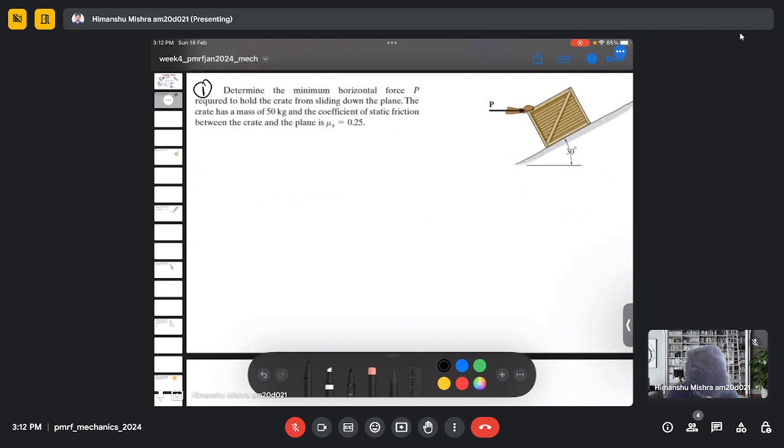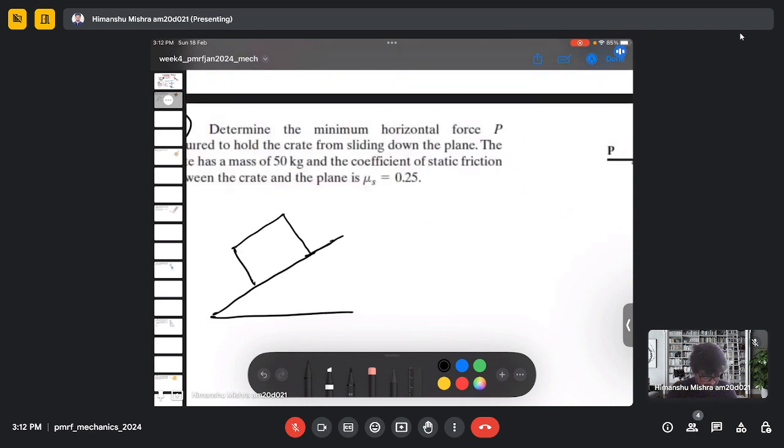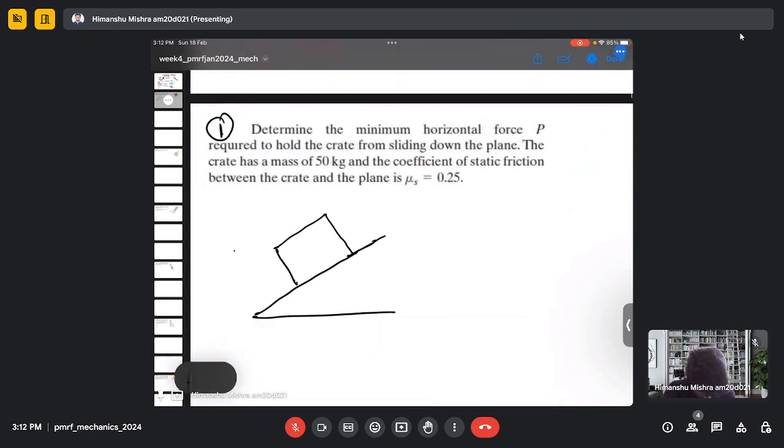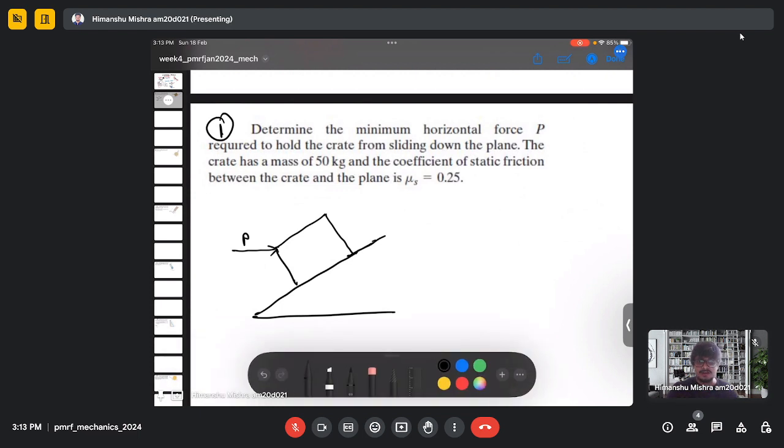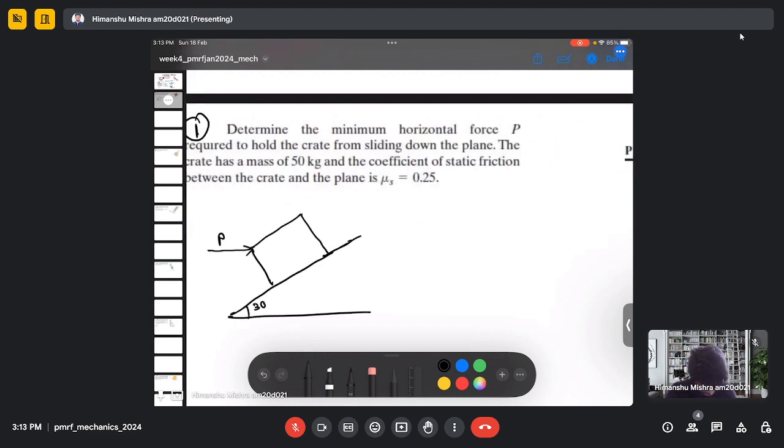So first let's make a free body diagram. So we have a crate and there is an external force which is acting, and we need to find this horizontal force P which can hold the crate from sliding down the incline. The inclination angle is 30.